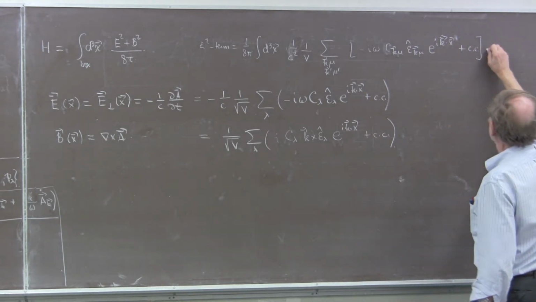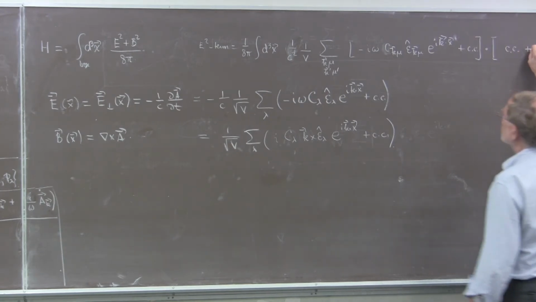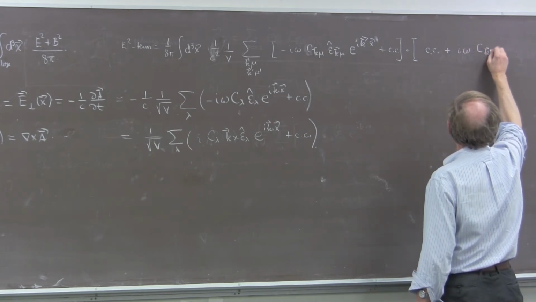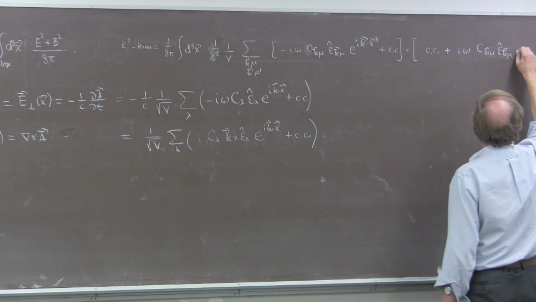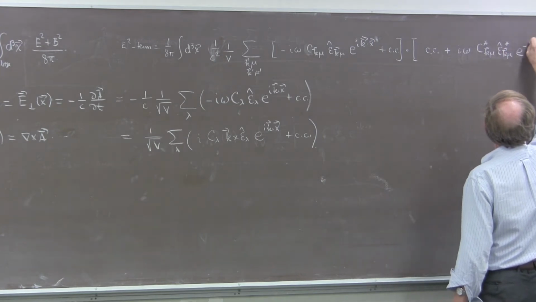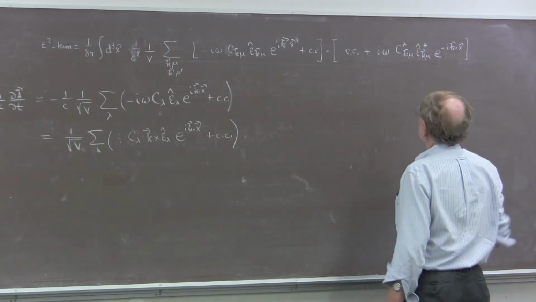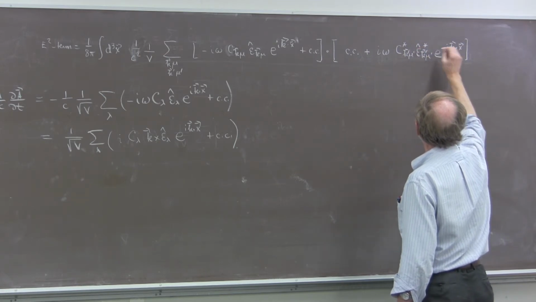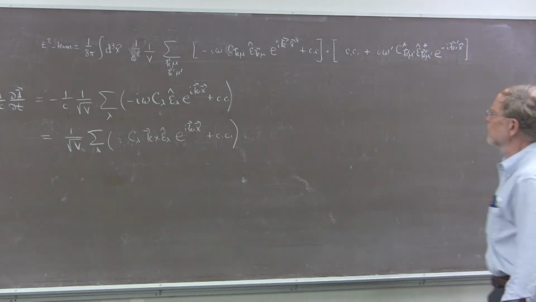And then that needs to be dotted into a second E vector, which I'll write this way as complex conjugate plus i omega times c sub k mu times epsilon hat k mu times e to the minus i k dot x, like that, because the second term should be starred. And I actually need to prime the k and the mu of the second term because it's a different index of summation. I need to prime the k's and the omegas as well, like this, okay?